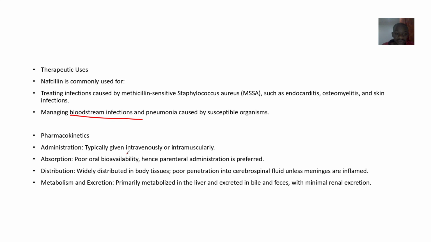Okay, so pharmacokinetics: administration is what? It could be intravenous or intramuscular. Absorption, there is poor oral bioavailability, hence parenteral administration is preferred. Distribution is wide in the body tissues. Okay, there's poor penetration into the cerebrospinal fluid, unless your meninges are inflamed. Okay, so metabolism is in the liver, excretion is in bile and feces. Okay, there's minimal renal excretion.